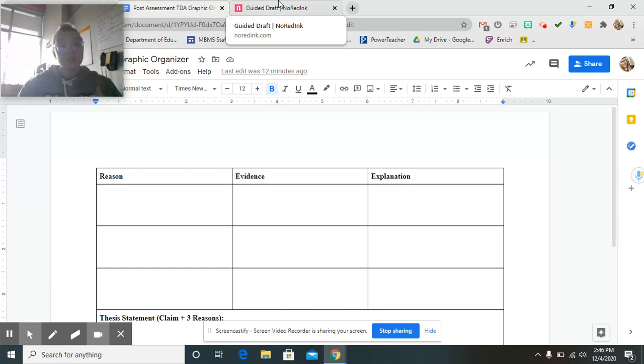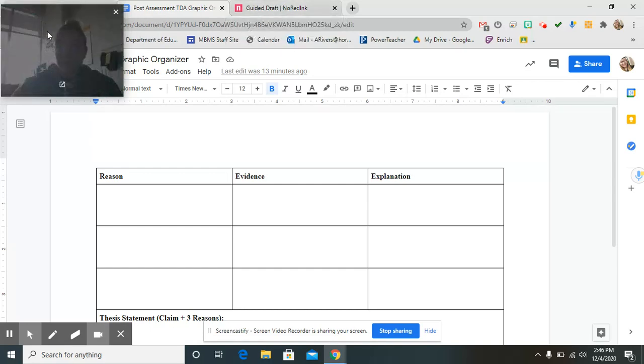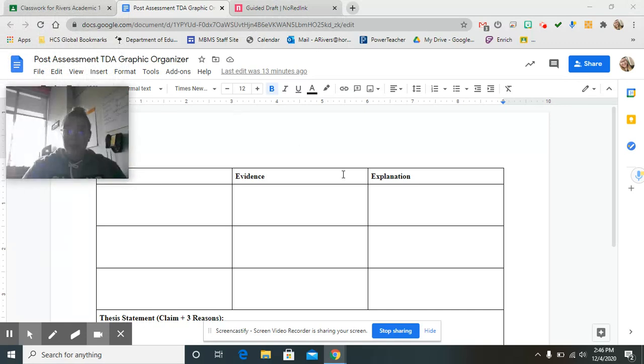You organize your thoughts, you get everything ready to go. And then when you write your rough draft, you're just taking your information from the graphic organizer and putting it in your rough draft. This should be pretty easy for you guys because we did this together already.